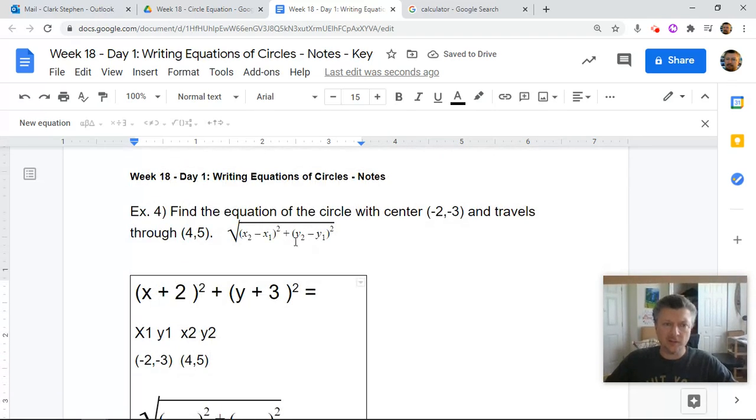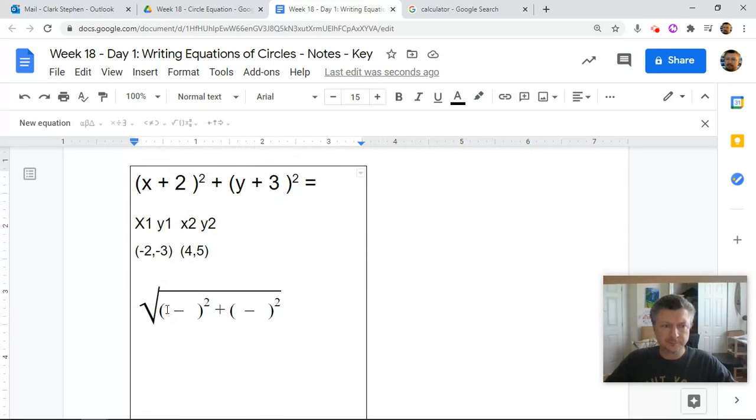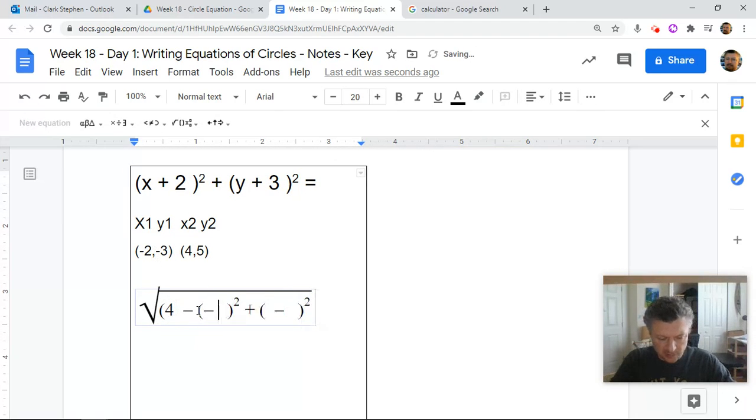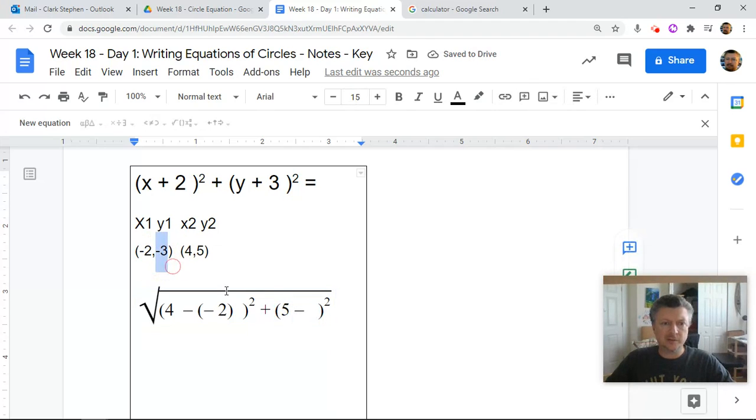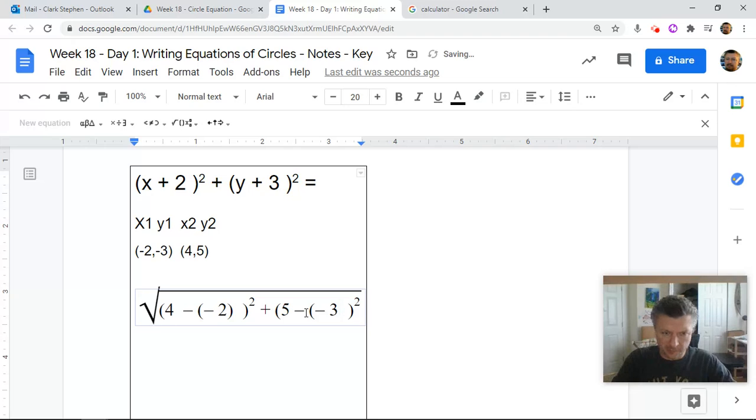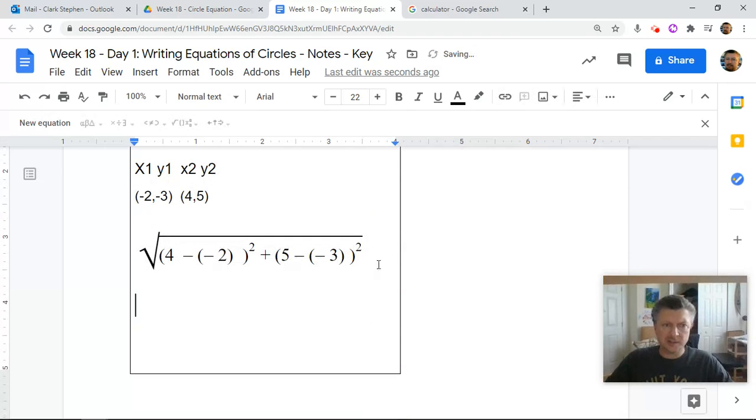Okay, so again, in the formula, we have x2 minus x1. x2 is 4. x1 is -2. So I'm going to put parentheses there because it's negative. y2 is 5. And y1 is -3. There it is right there. And I'll put parentheses again because it's negative. All right, looking pretty good now. Let me stretch this out a little bit. Okay. Now I just need to solve this.